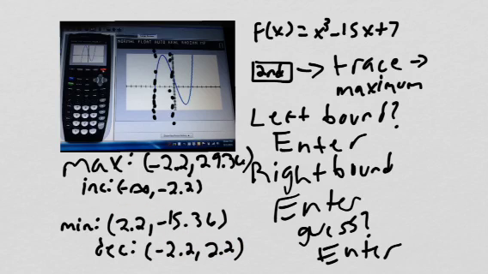And then from that point on, it's going to be increasing. So then it's also increasing from 2.2 all the way to infinity. And those are our intervals of increase and decrease, all just using our graphing calculator.